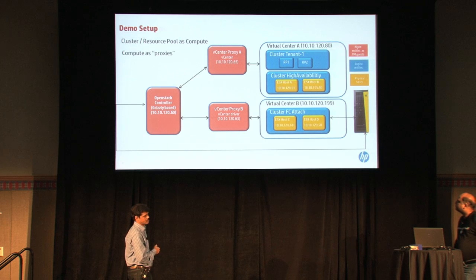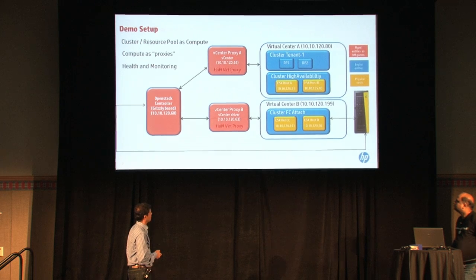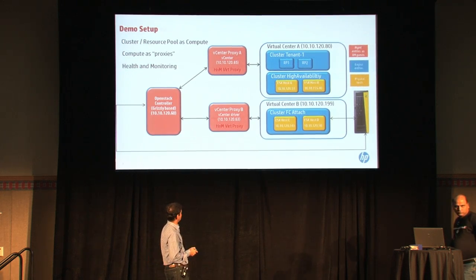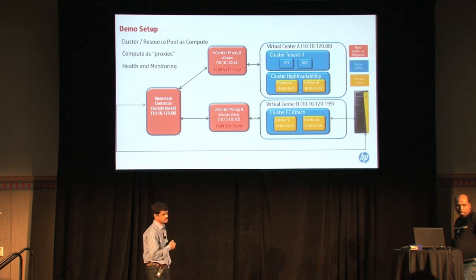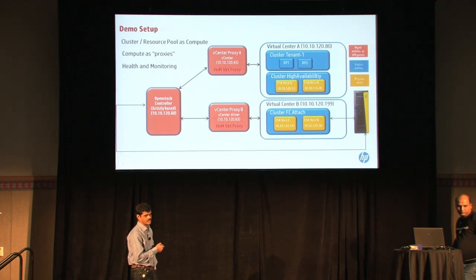So you have these two proxies which are managing the vCenters: vCenter proxy A is managing the clusters which are available as part of vCenter A, and vCenter proxy B is managing vCenter B. I initially talked about the health and mon component, and this is the proxy which gets deployed onto this node here, which manages vCenter A and vCenter B.